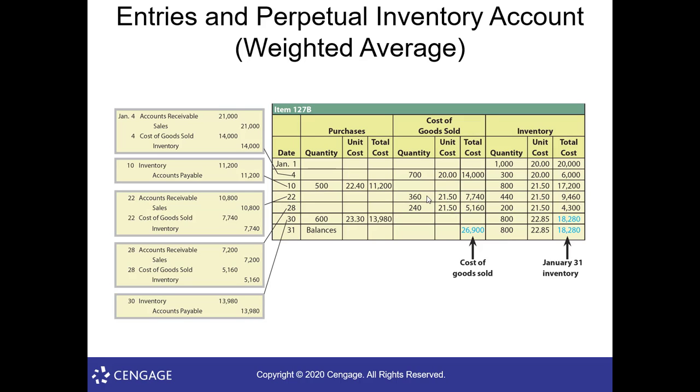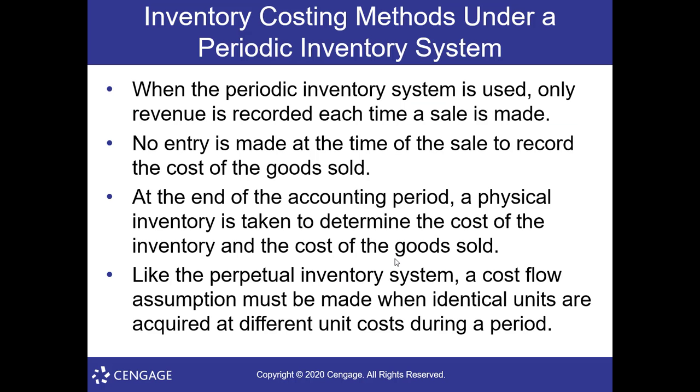That is what is going to be used for the sale on the 22nd and the 28th, leaving us with 200 units, total cost of $4,300. Add in the 600, we have 800 units total. The $4,300 plus the $13,980 is $18,280. Average cost now of $22.85.